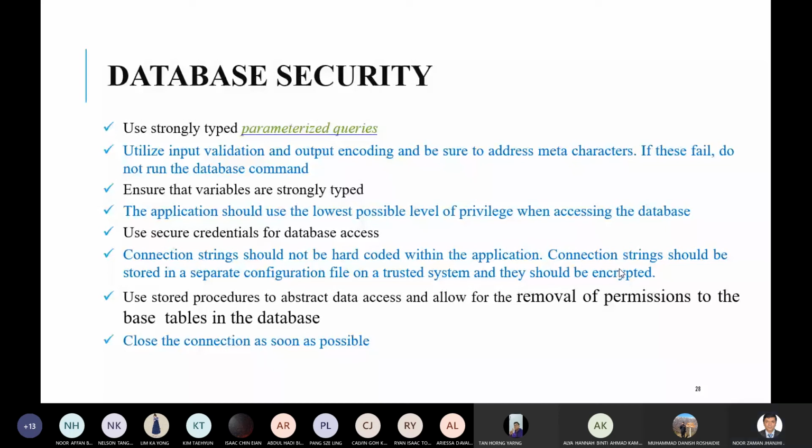We use cryptographic approaches. We use all and everything we can to make sure of it. And we make sure that we close the connections after using the database as soon as possible. These all are the standards.